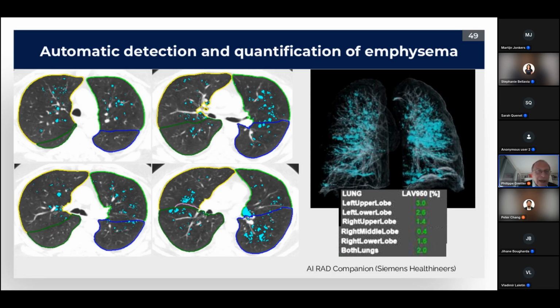Let me give an example of the AI-RAD Companion Chest. This is automatic detection and quantification of emphysema. We have automatic segmentation of the contour of the lungs and the lobes, automatic calculation of lobe and lung volumes, automatic segmentation of the voxels having a density value less than minus 950 Hounsfield units, representing emphysema, and they calculate automatically the percentage of volume per lobe and per lung occupied by emphysema.